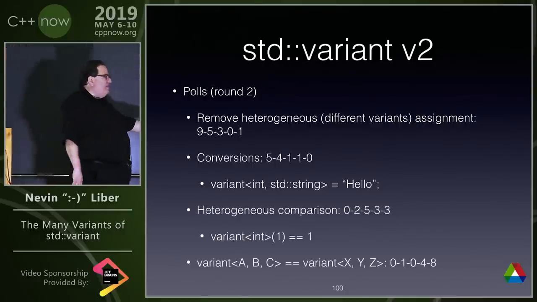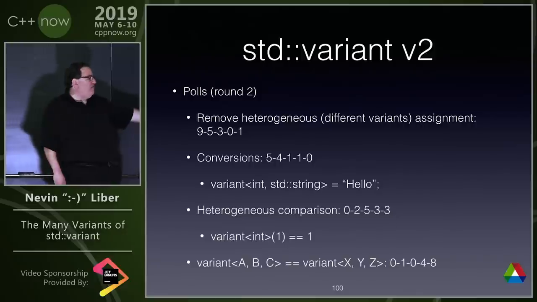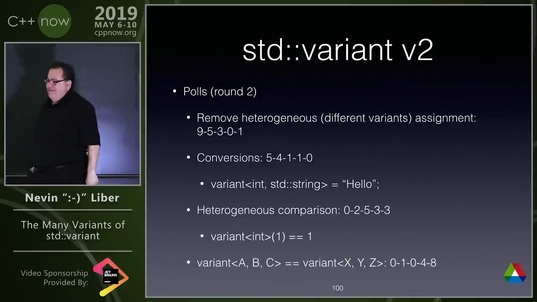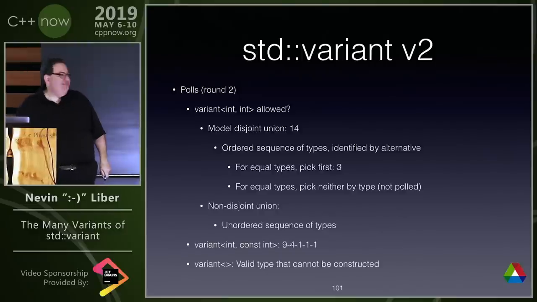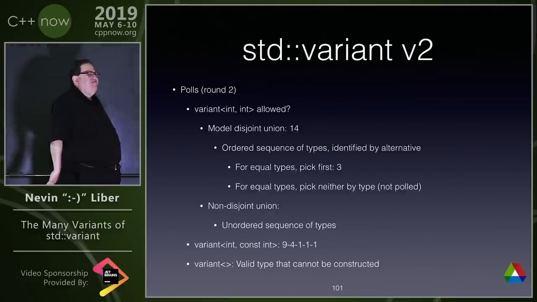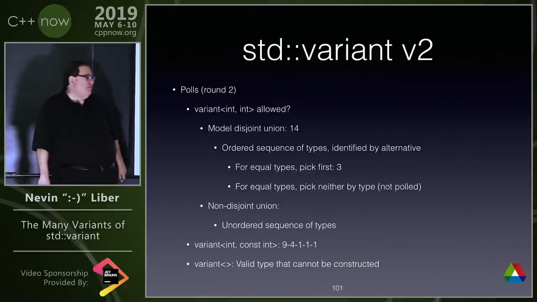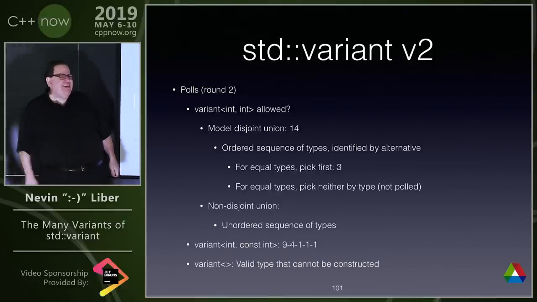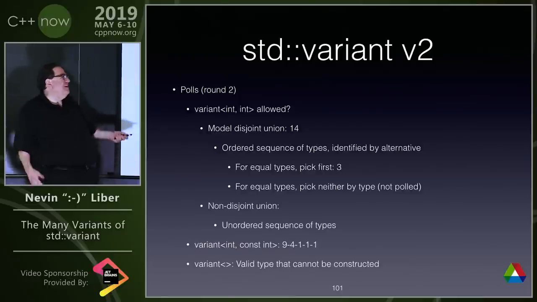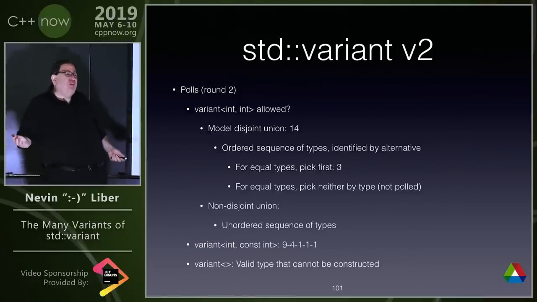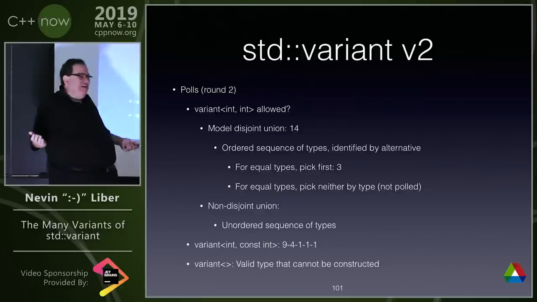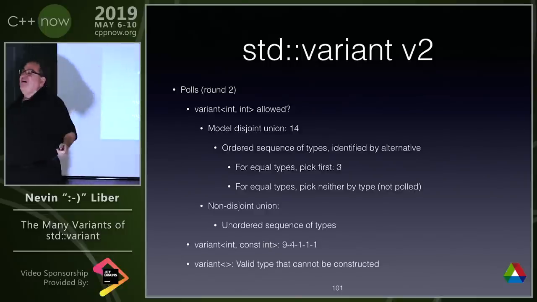Should we allow heterogeneous comparisons? A variant of int holding 1 and a variant of int holding 1? Nah. What about int and int? There are some people who want it, like with some parsing problems. They like having ints in different slots. You might have typedefs that have different things. From an implementation point of view, none of us saw this as a burden. And if it gets stronger consensus, sure, why not?